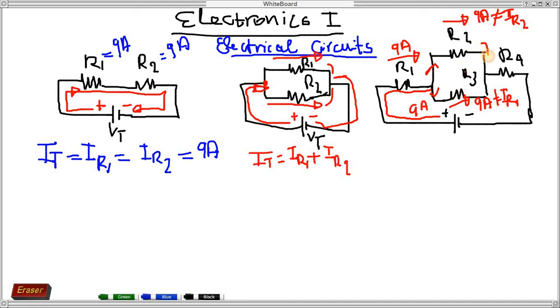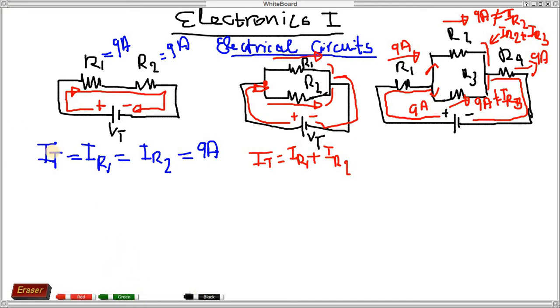But when it arrives again at this node, the current through R2 and the current through R3 are going to combine, so here it's R3, not R1, and then it flows back to the source. So on R4 we're going to have 9 ampere. This is what we call a parallel circuit. So, series and parallel circuit. Let's go back to our series circuit.